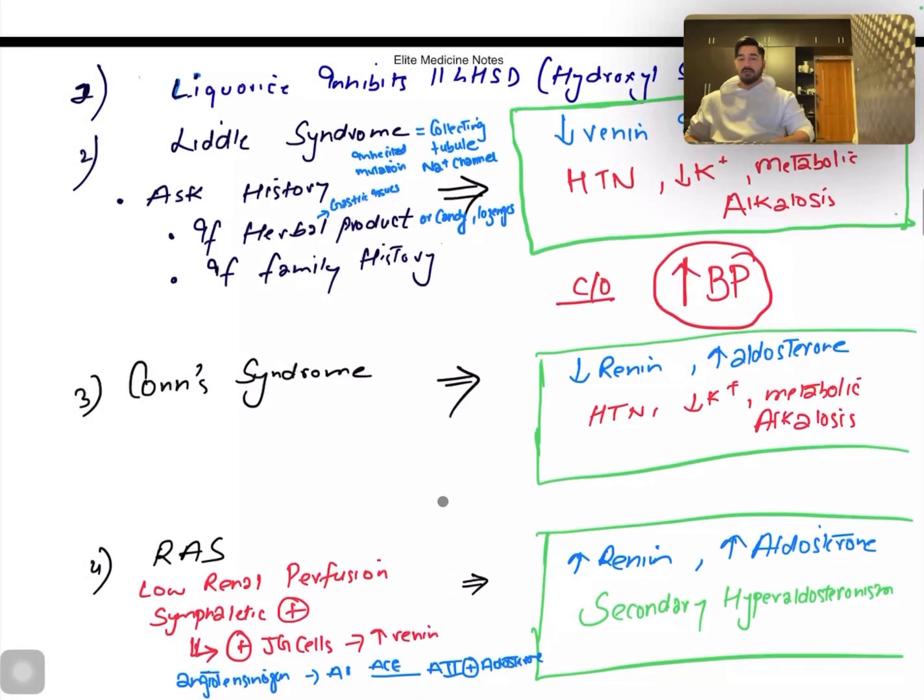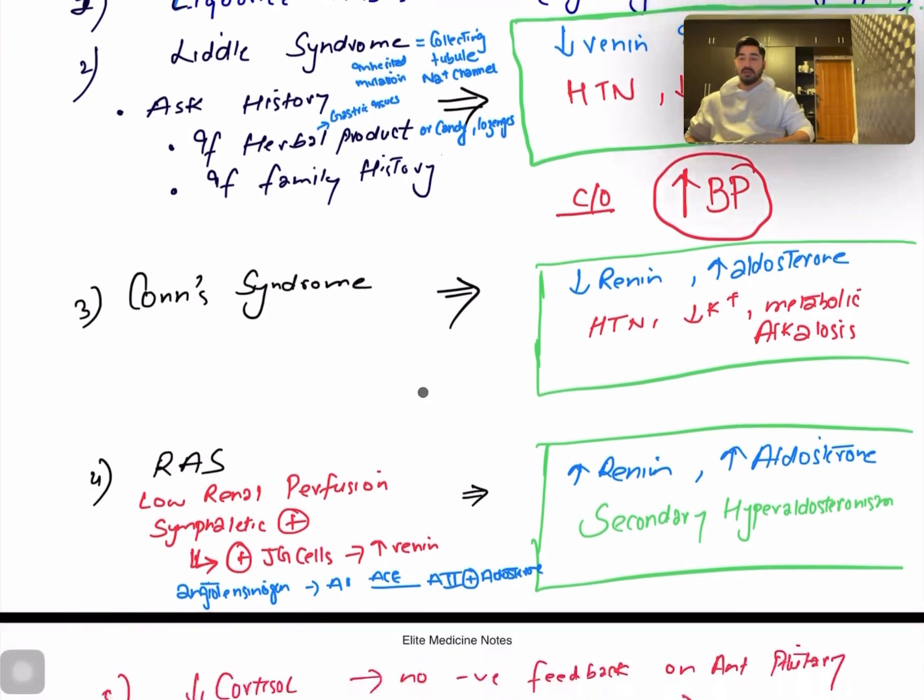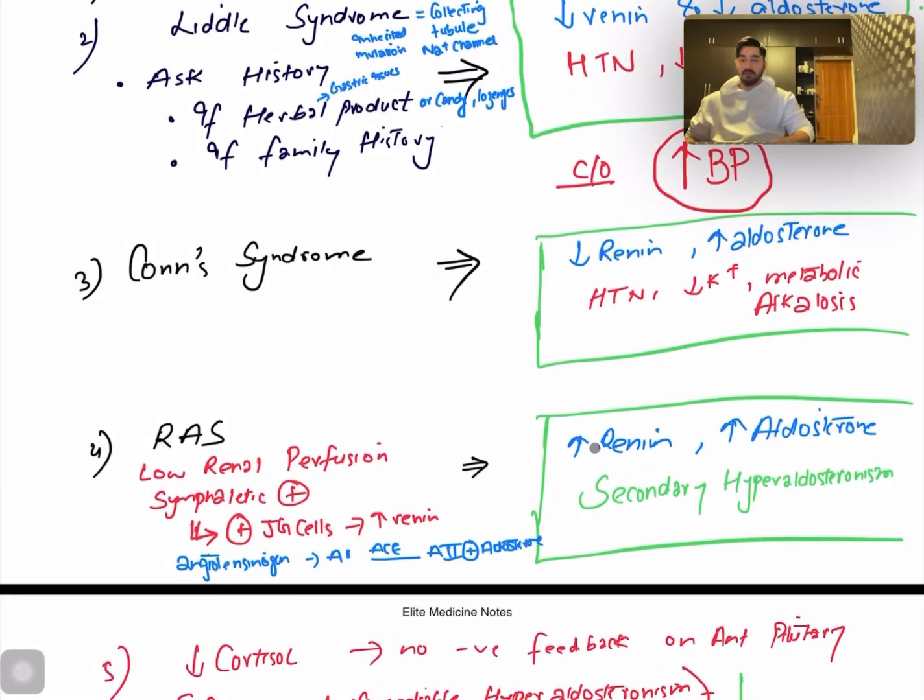In renal artery stenosis, I told you about the secondary hyperaldosteronism before. In renal artery stenosis, the renin level will be increased. So we can easily differentiate renal artery stenosis from these syndromes, Conn syndrome, Liddle syndrome, or licorice excess, by checking the renin aldosterone ratio.